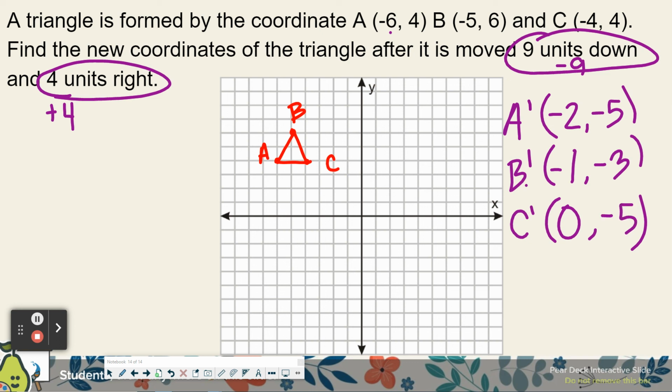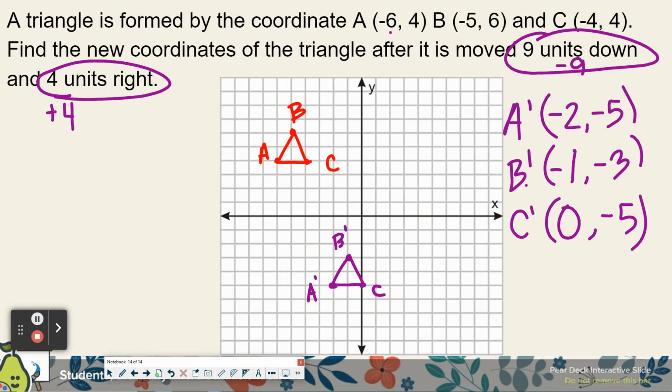So now it's my job to go graph these to prove. So I would go -2, 5 units down is right here. And I'm going to put A prime. Then for B, -1, 3 units down, B prime. And then for C, you're going to stay on the origin, but now you're going to move down 5. C prime. The good news is it does look like it's the same size and it's the same shape.